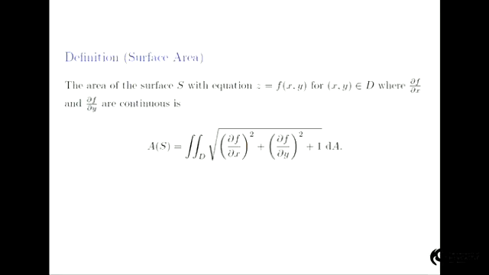The conclusion, or the point, is that the surface area is given by this definition. Right? The area of surface S, and it has to be given by a function, and you have to have continuous partial derivatives, is given by this integral of the partial derivative of f with respect to x, f with respect to z, and who can guess why this 1 is here?